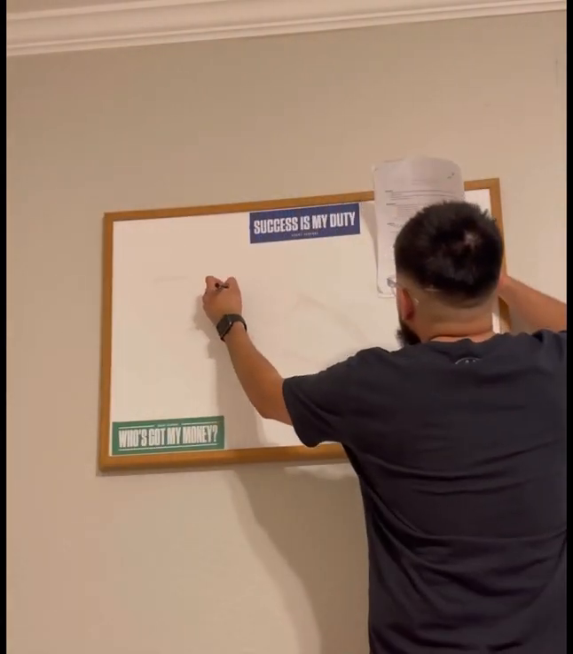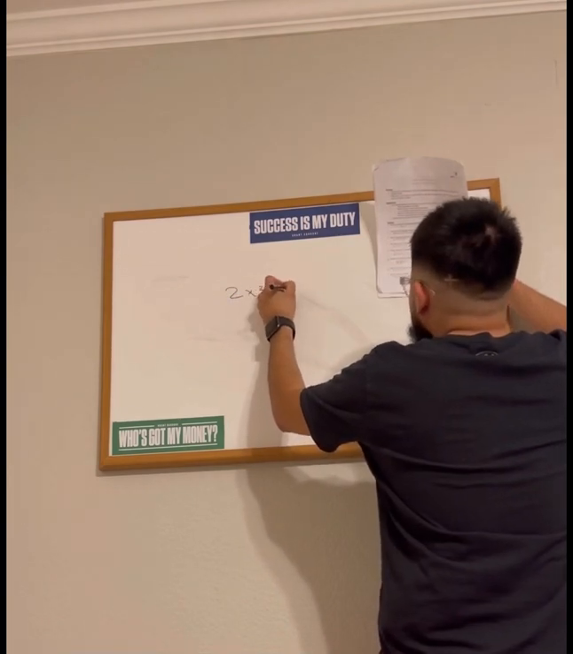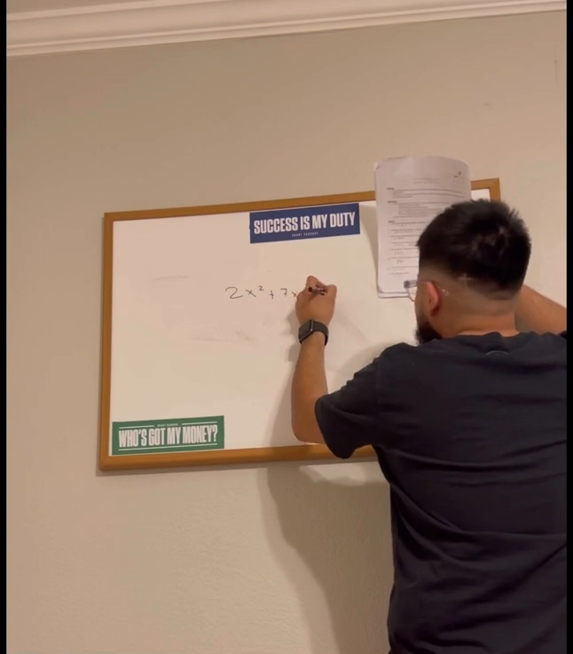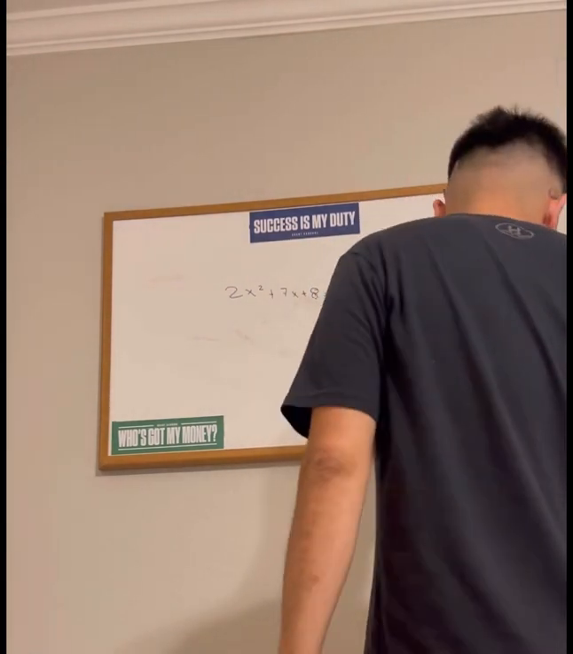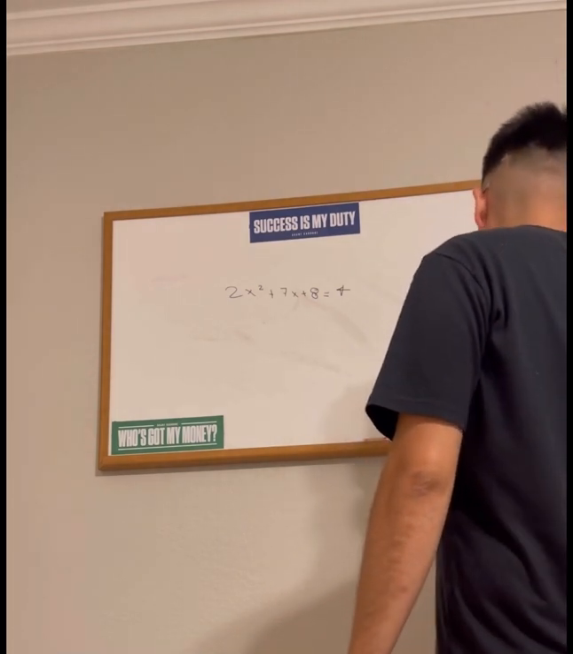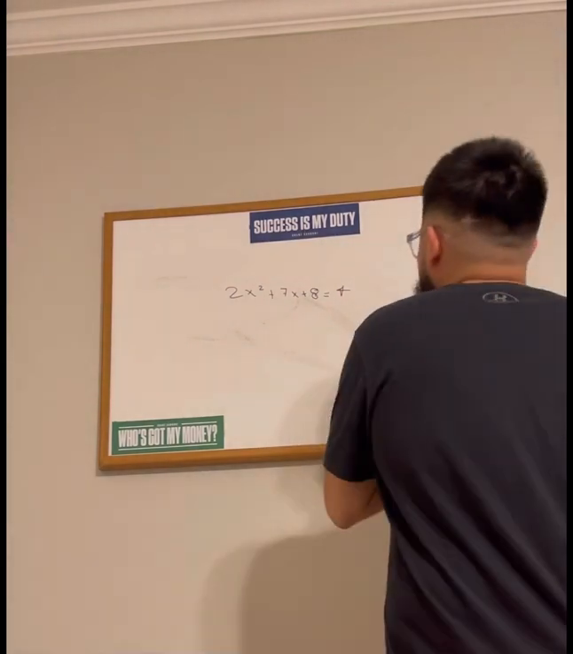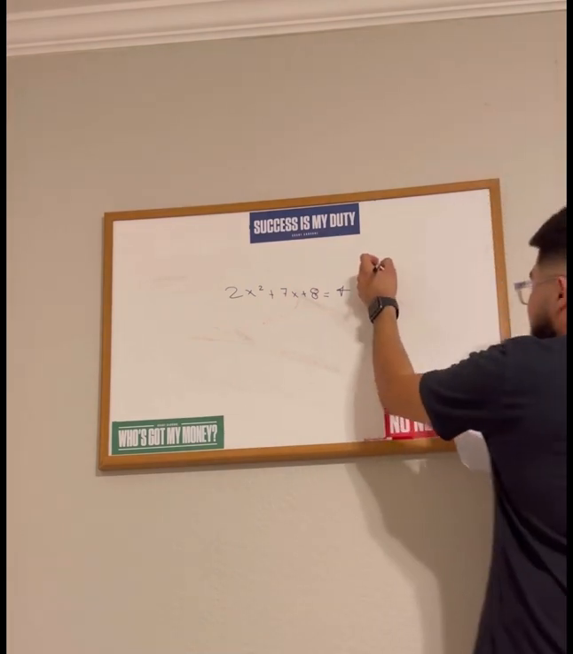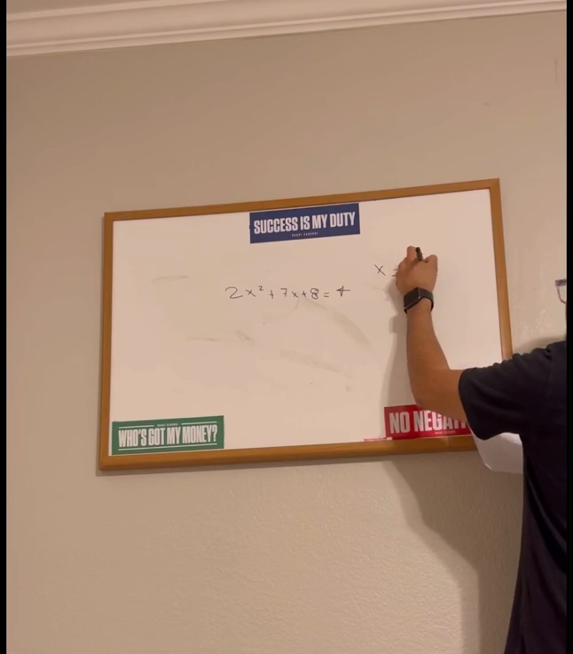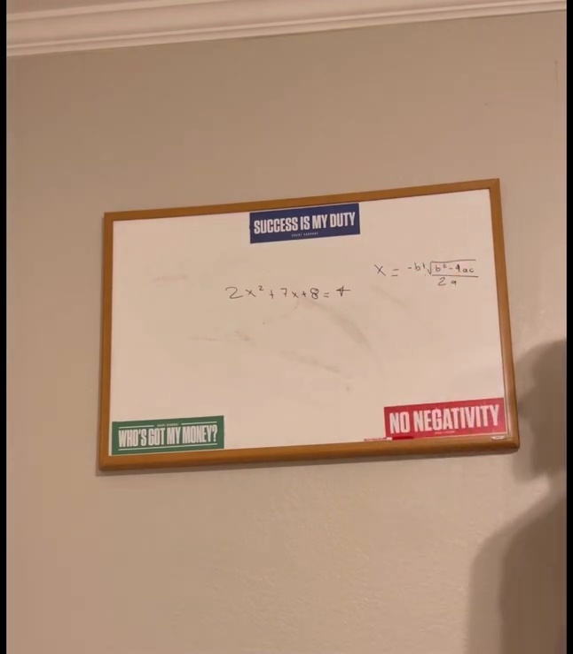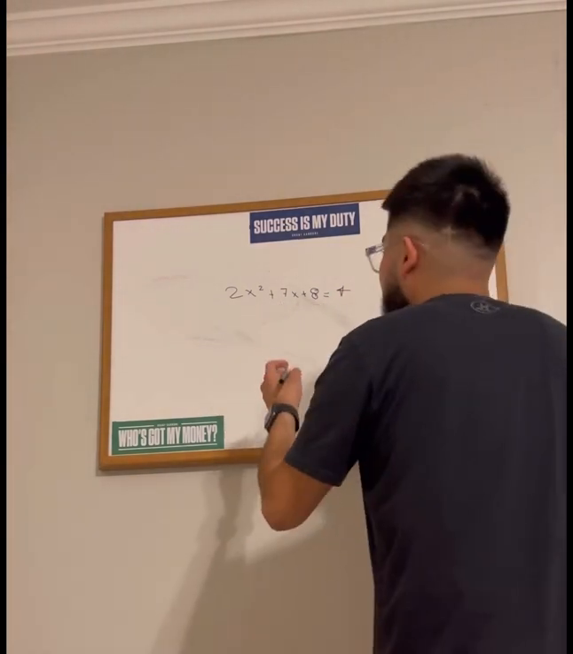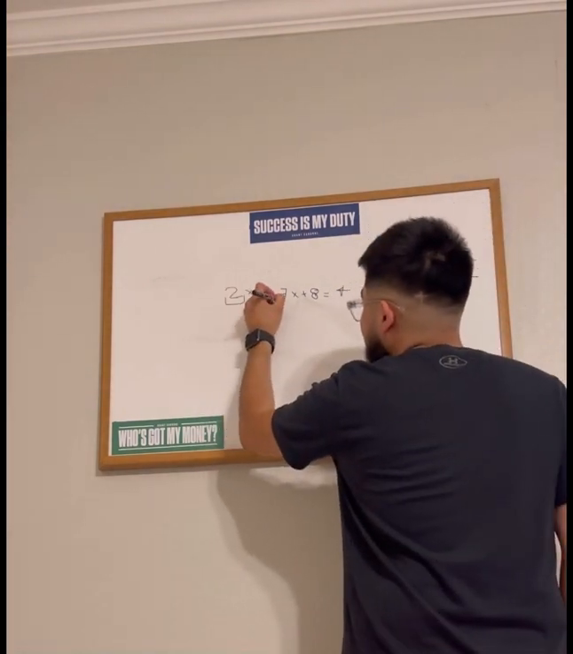Okay, so now this is the last problem. To solve a quadratic equation, it's 2x quadratic plus 7x plus 8 equals 4. For this one is a long one, but the first thing you have to do, the formula you have to use is x equals minus b plus or minus the square root of b squared minus 4ac, over 2a. Okay, so you have to put this together. So you need the a, b, and c. Okay, so this is your A, this is your B.